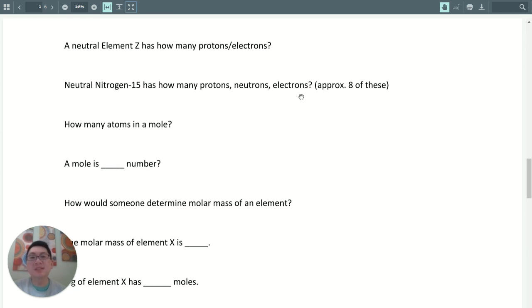And there's a few things you see, like here, neutral nitrogen 15 has how many protons, neutrons, electrons? You see it says approximately 8 of these. So there's going to be approximately 8 questions where you're given like carbon 14, how many protons, neutrons, electrons are in carbon-14? Or uranium-238, how many protons, neutrons, electrons? There will be approximately 8 questions like that. Not exactly, but something about protons, neutrons, electrons.